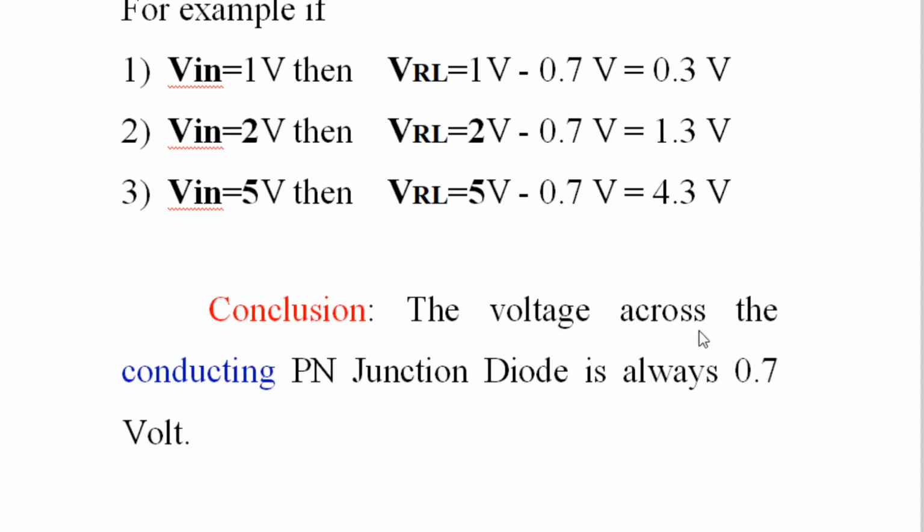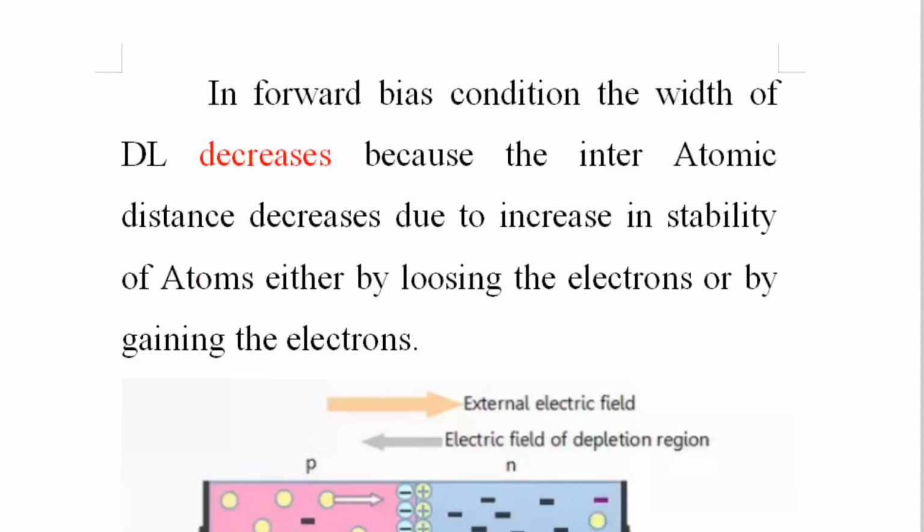What is the conclusion? The voltage across a conducting PN junction diode, this is important, is always 0.7 volt, and the voltage applied to the PN junction diode over and above 0.7 volt gets short circuited by the PN junction diode, or in another language gets dropped across the PN junction diode.